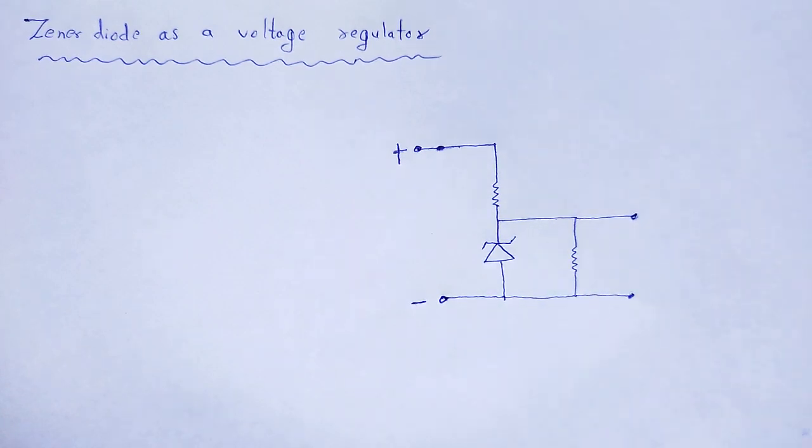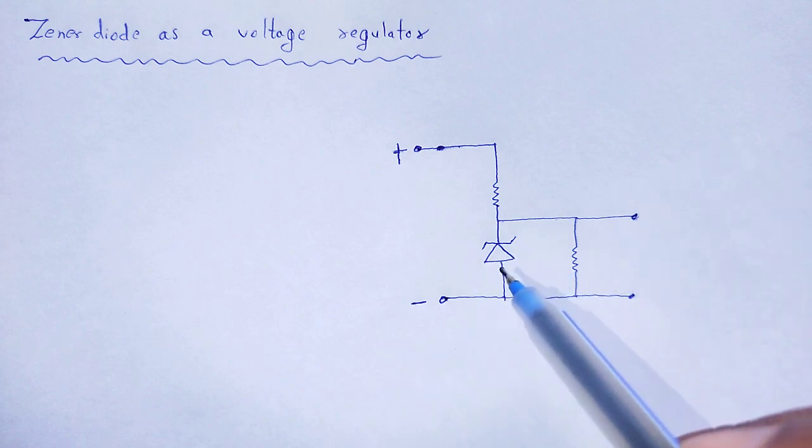We know that when the AC input voltage of a rectifier fluctuates, its rectified output also fluctuates, which means we get a pulsated DC. To get a constant DC voltage from the AC unregulated output of a rectifier, we use a Zener diode.